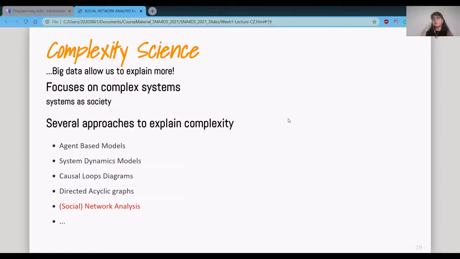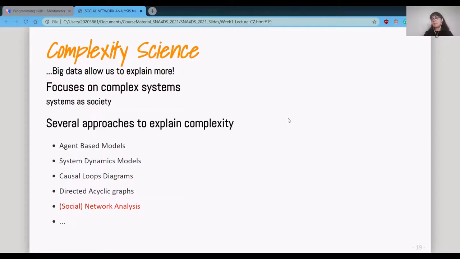They can get to up to a certain point. That's why we are developing new methods or refining old methods to be able to explain more, to be able to address these problems that were not possible to address even 30 years ago.